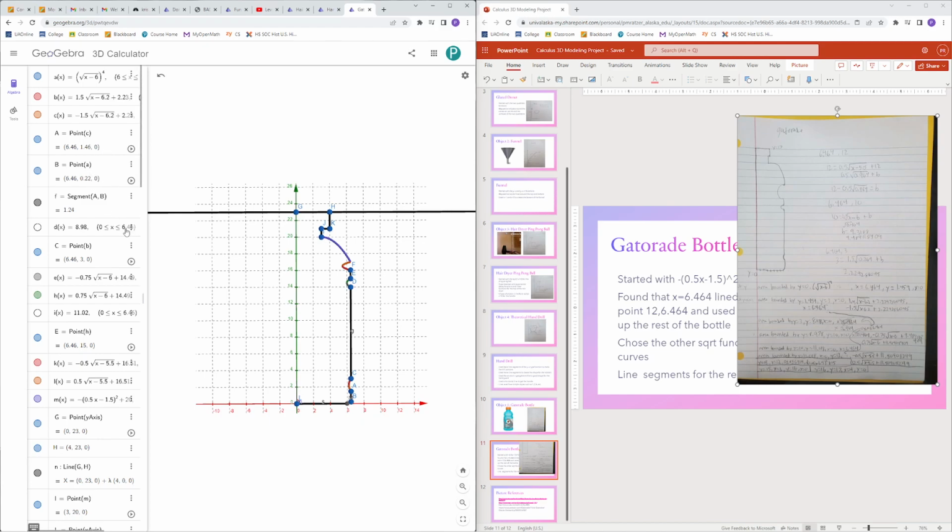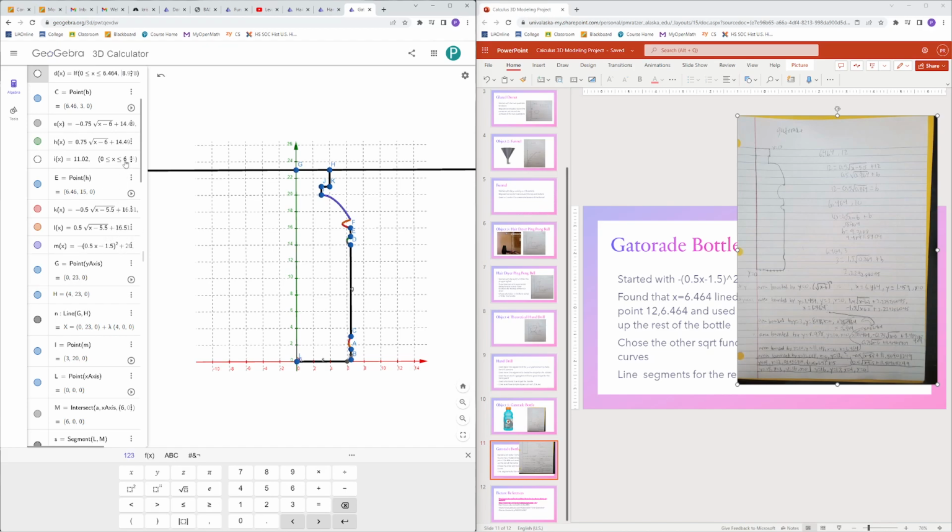And the reason why a lot of these say from 0 to 6.464 is because I found out that the point right here, the original point, was 6.464, sorry, existed on this curve. So I mapped every function to be equal in height and equal in x value to 6.464, which is why it's not on an even point right here if you see the right side of the bottle.